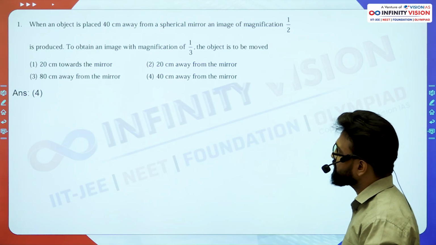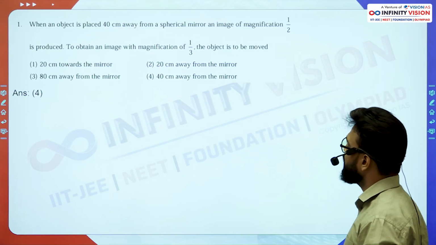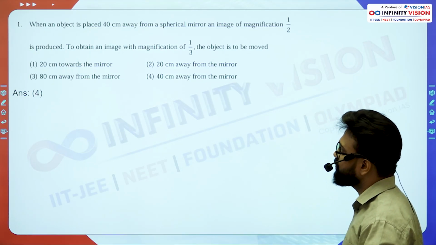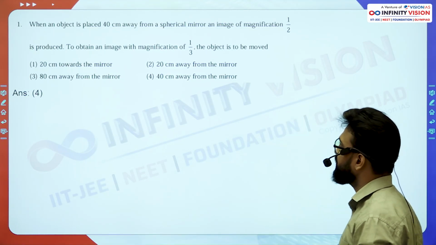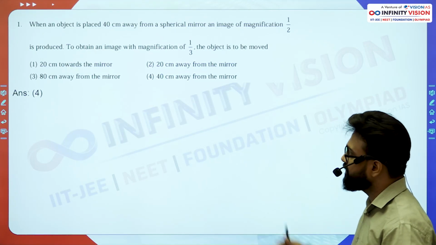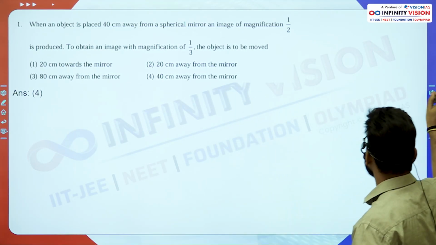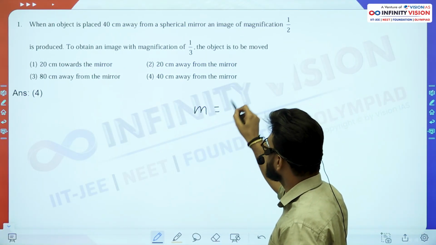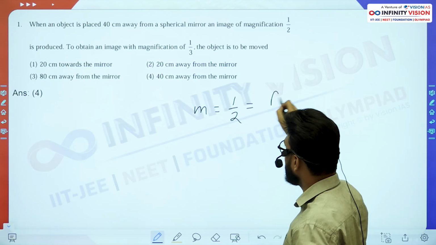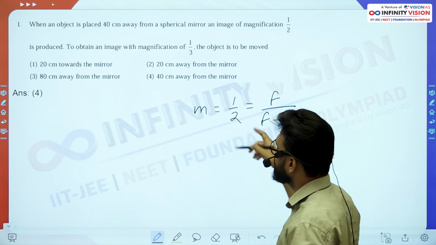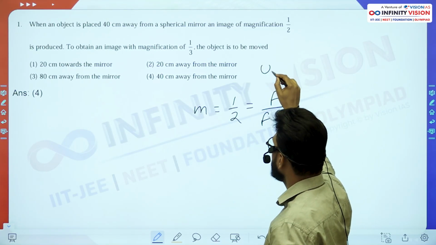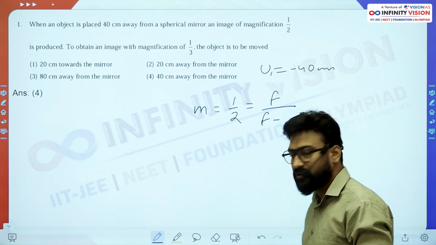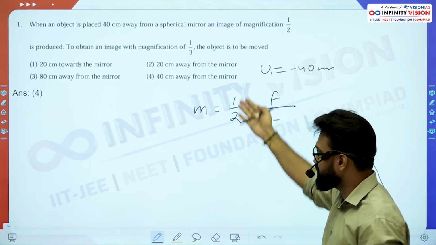When an object is placed 40 centimeter away from a spherical mirror, an image of magnification half is produced. To obtain an image with magnification of 1/3, the object is to be moved. These are the four options. The spherical mirror produces a magnification of half, which is nothing but f by f minus u. u1 is given to you as minus 40. When the object is placed at a distance of 40 centimeter, the magnification is half.